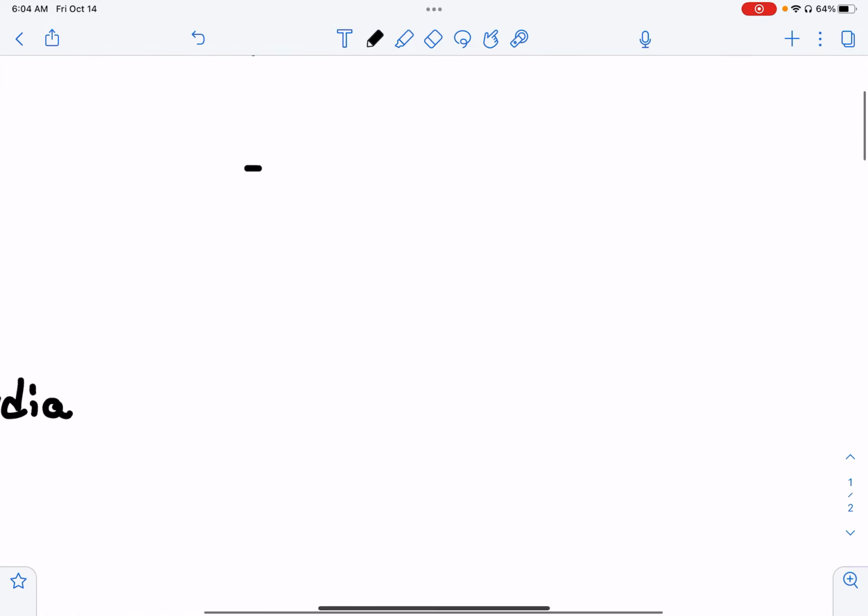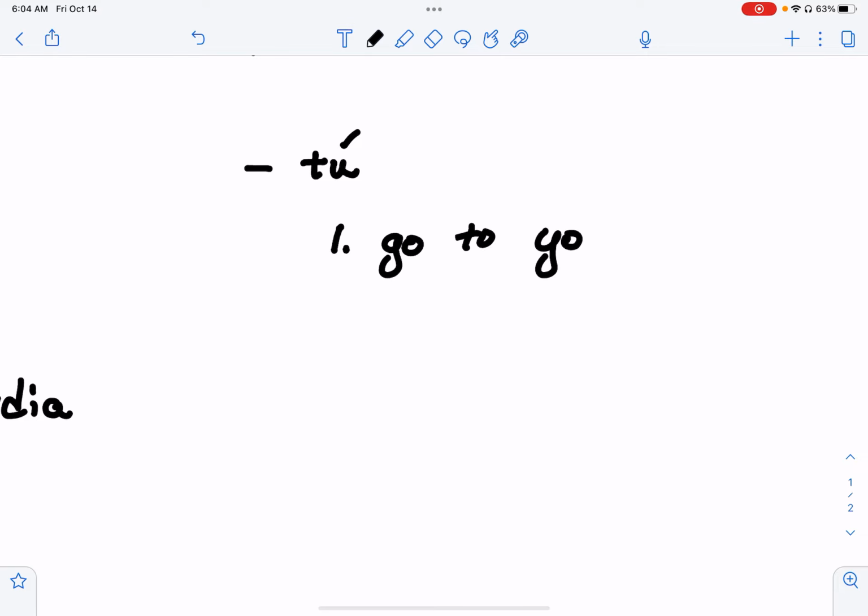Now let's talk about negative tú commands. Negative tú commands follow a completely different rule than affirmative tú commands. For negative tú commands, I start by going to the yo form of the present indicative. Then I drop off the o.